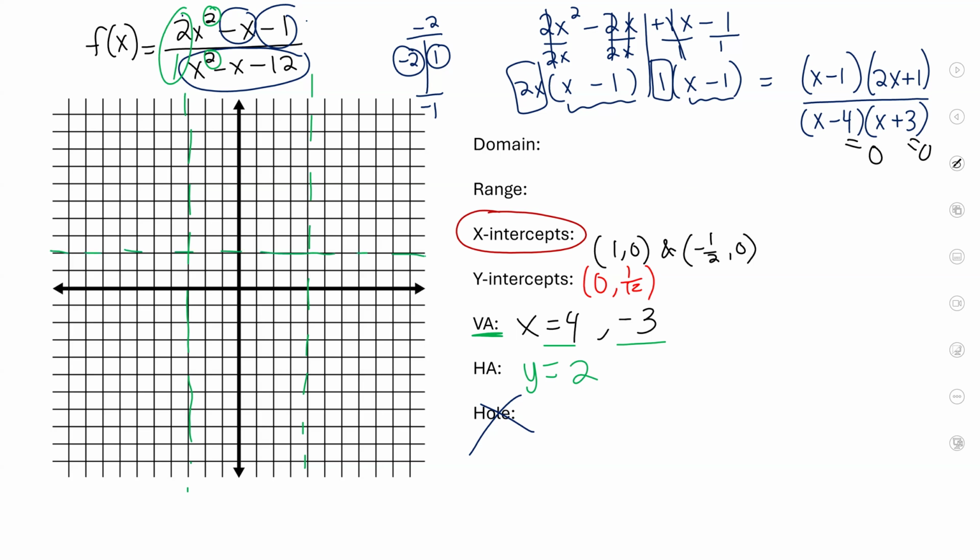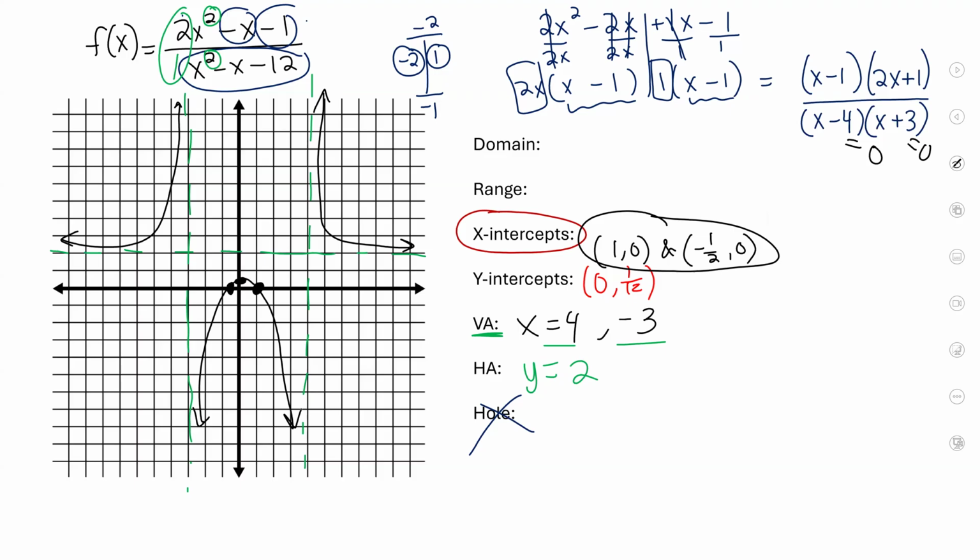Let me show you how to graph it because it's going to look weird. Your x-intercepts, go ahead and plot them. I have one at 1, 0, and the other one is at -1/2. Your y-intercept is really small. It's right here. This is what your graph will look like. Let me draw that better. You shouldn't cross any asymptotes.